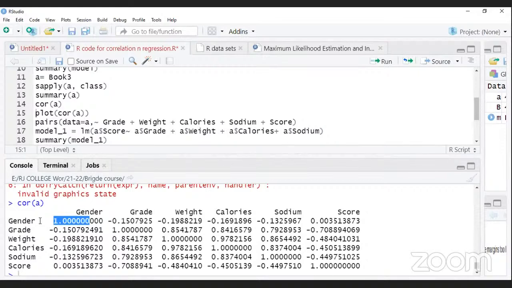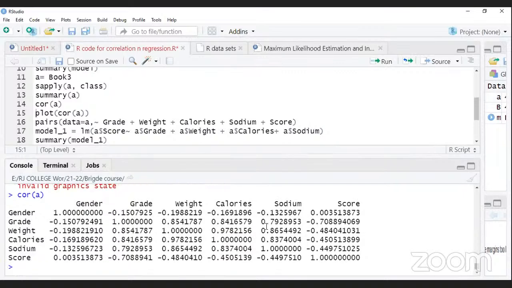Actually, I don't want to compare gender, because I'm going to use continuous data, and gender is not continuous data. So compare grade with grade, sorry, it is 1. Grade with weight, you can see how much correlation there is. Grade with calories, strong positive correlation. Grade with sodium, again a very strong positive correlation. And grade with score, a very strong negative relationship.